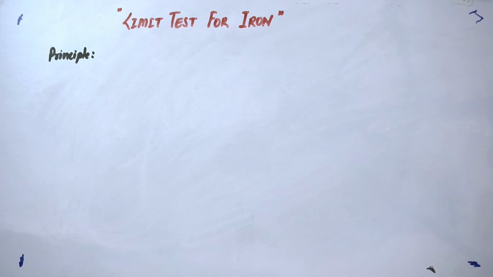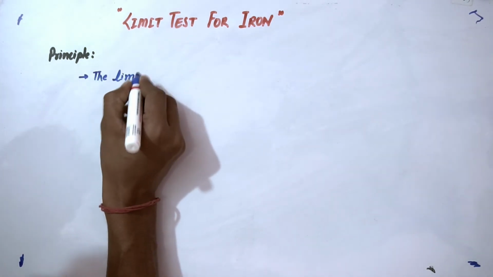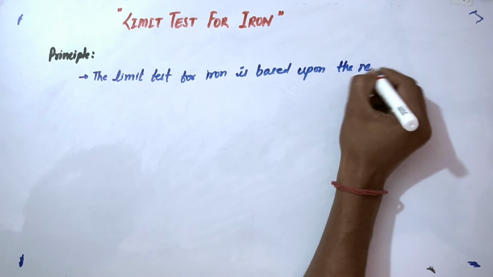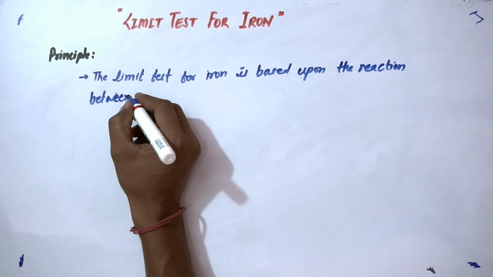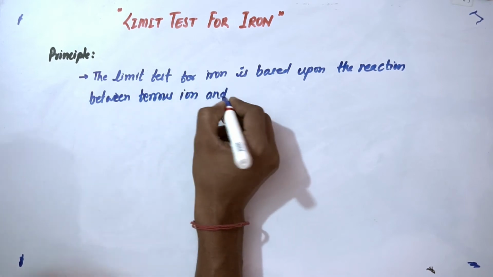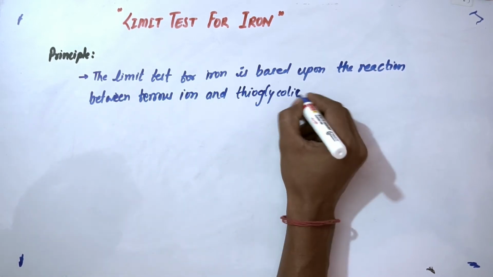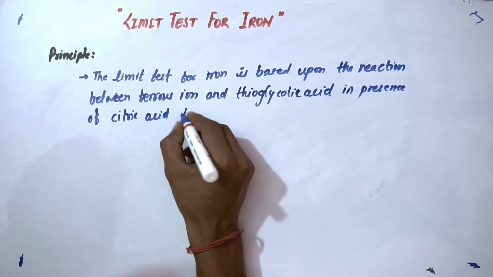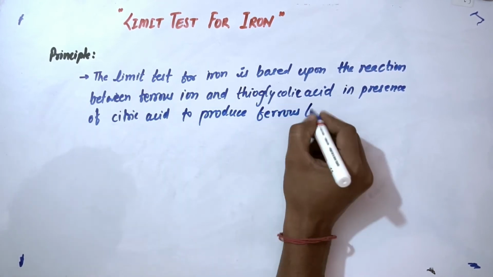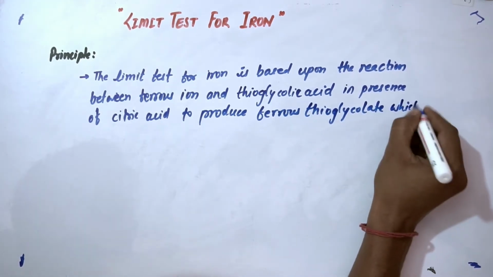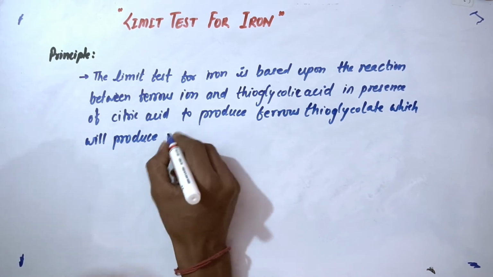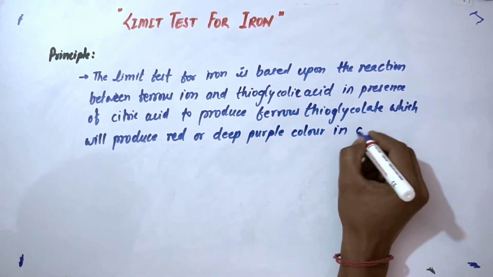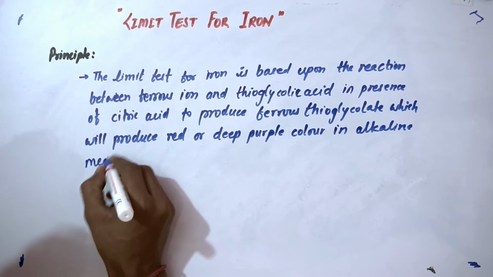Okay, so what we can write? We'll write like that: the limit test for iron is based upon the reaction between ferrous ion and thioglycolic acid in presence of citric acid to produce ferrous thioglycolate complex, which will produce red or deep purple color in presence of ammonia or alkaline media.